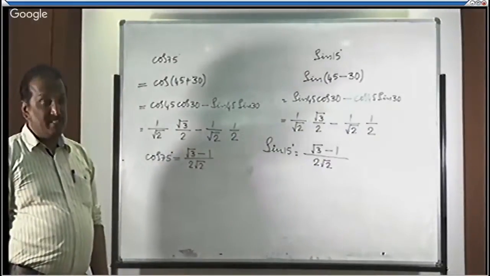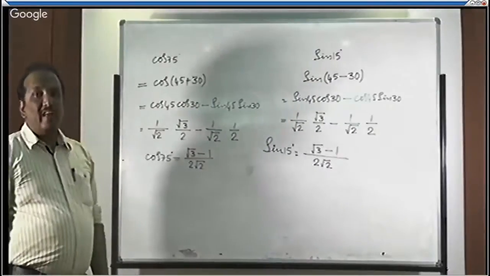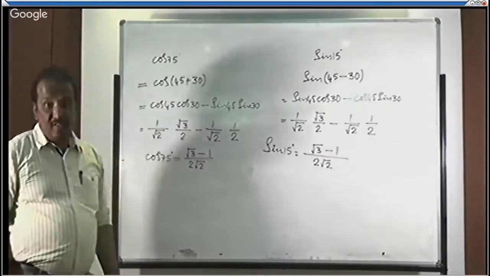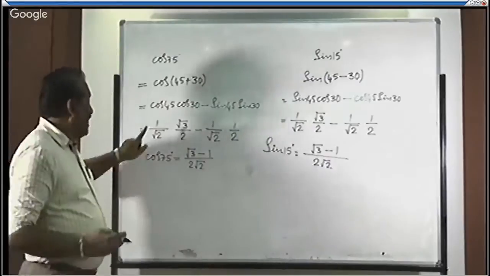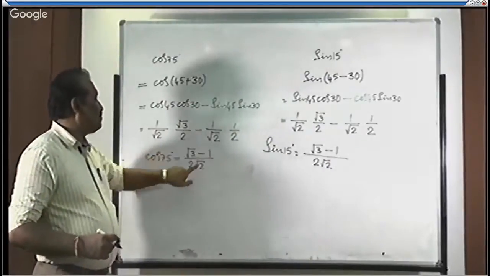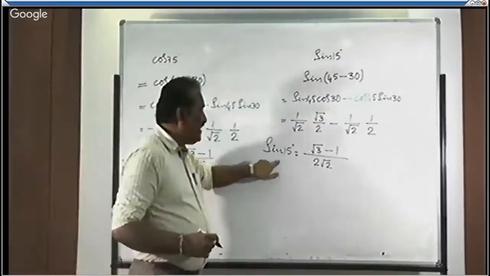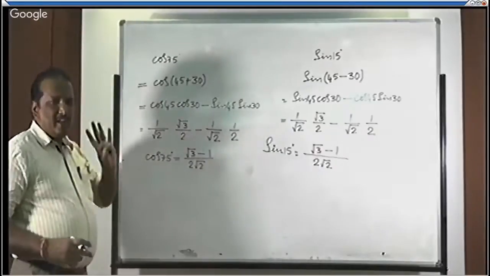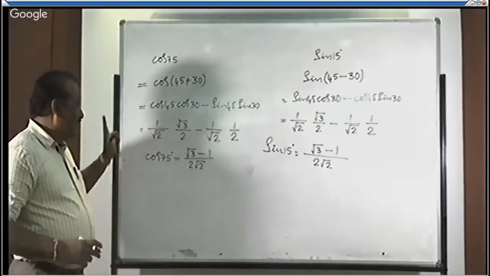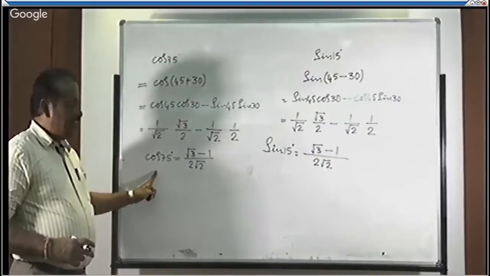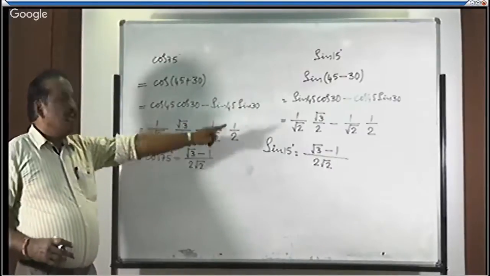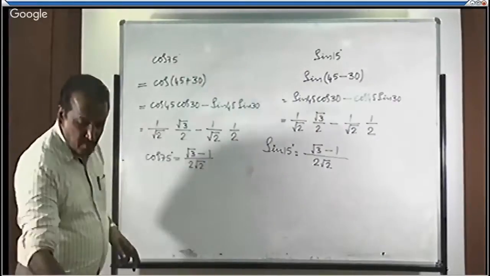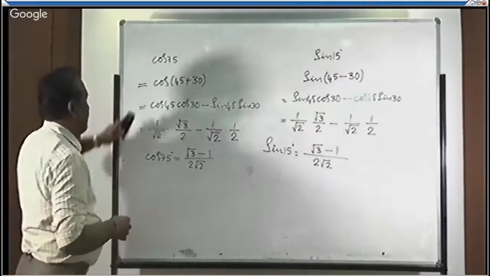As in the previous case, here also the numerical value on the right hand side matches for cos 75 degree and also sin 15 degree. I mean, cos 75 degree is equal to root 3 minus 1 by 2 root 2, and sin 15 degree is also equal to root 3 minus 1 divided by 2 root 2. So you can remember this as a relation: the numerical value of cos 75 degree is equal to sin 15 degree, which is equal to root 3 minus 1 divided by 2 root 2. In this way you have to remember the concept.